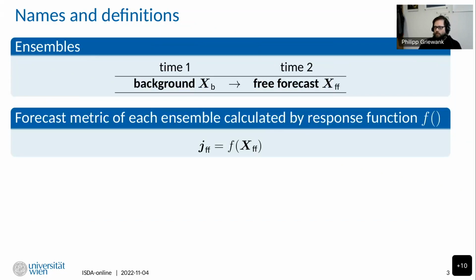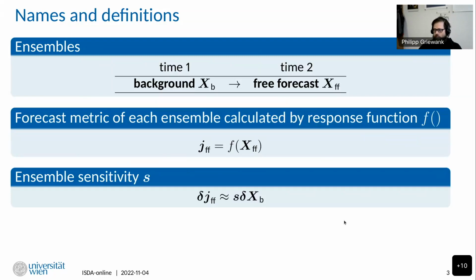And the way we judge the benefit is we look at the variance reduction of a specific forecast metric. So this can be any scalar value that we can compute with a response function from the forecast. So for each ensemble member, we apply the response function and get one scalar value, and that's our forecast metric. And it could be something like the pressure over a specific area or anything really.